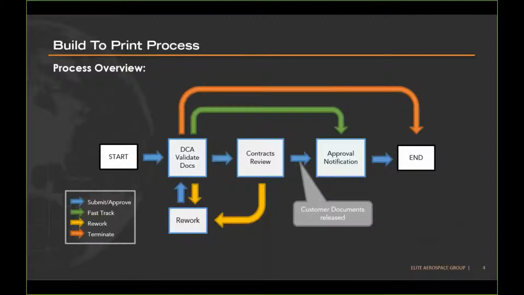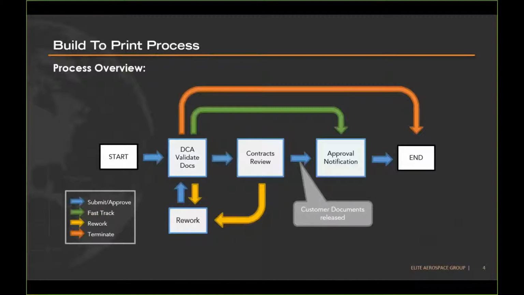So we have a fast track option, which is represented with the green arrow going around to approval notification. This routing option skips the contracts review, and we only use it for minor changes to existing orders, such as date changes that do not affect the sales order.